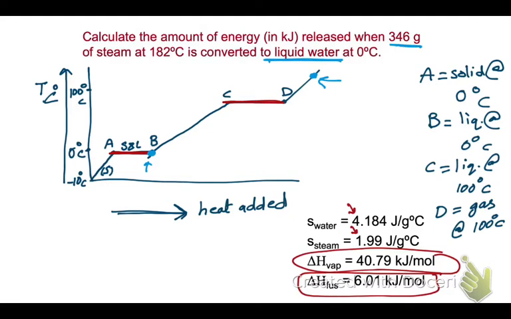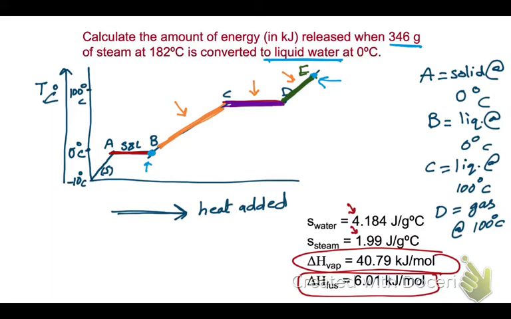I have to first calculate the heat released going from, let's call this A, B, C, D, and this is E. The heat going from E to D, that's the first segment. Then I have to calculate the second segment, which is going from D to C. And then the third segment, which is going from C to B. So there is heat that's going to be released when I go from E to D, from D to C, and from C to B.